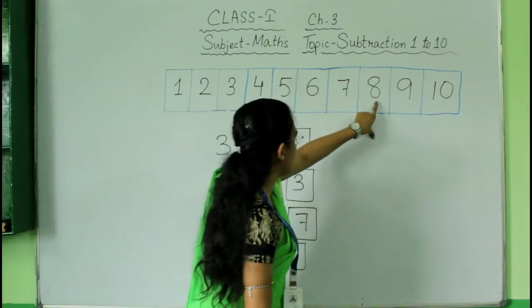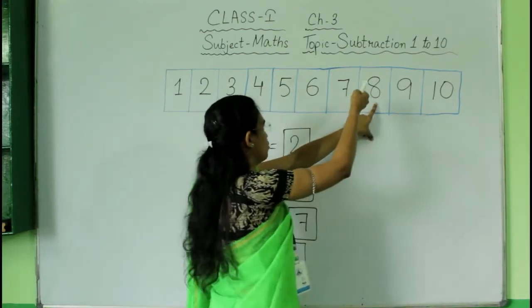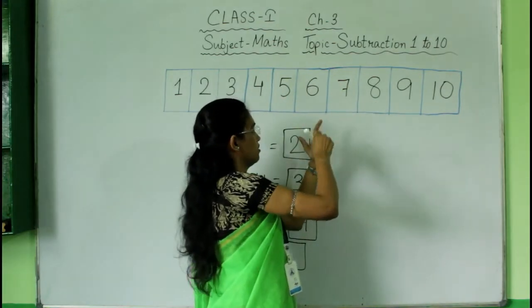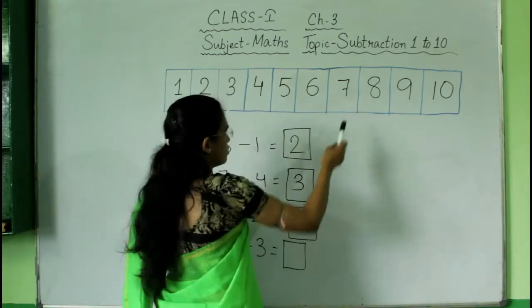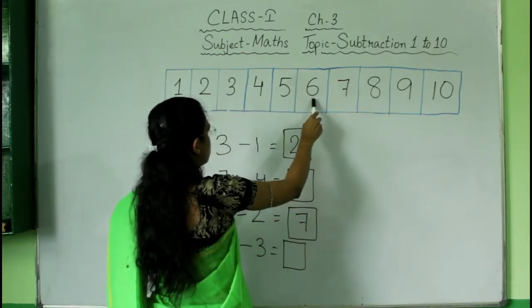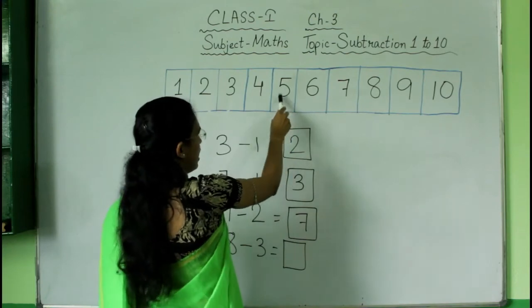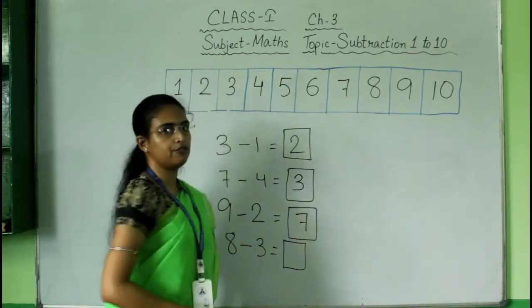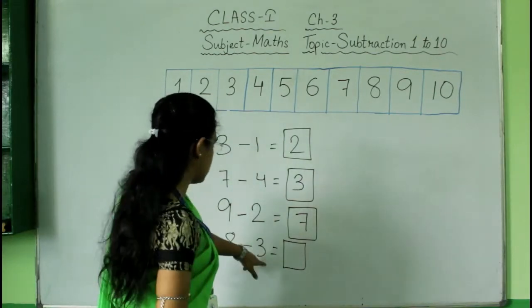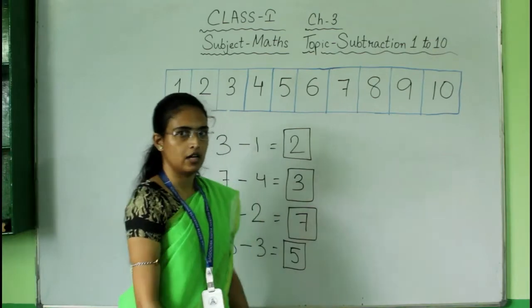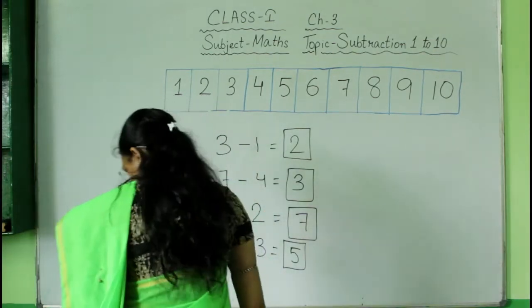So if you are standing here and if you have to go backward, if you have to take 3 steps back, then how you can take the steps? Like this. 1, 2, 3. So where you are now? Yes, we are in number 5. So 8 minus 3 equals to 5. Understood?